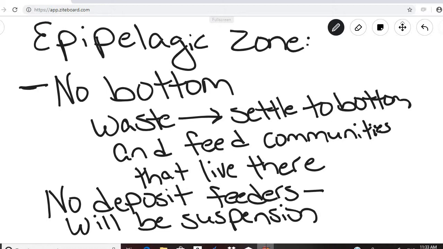So deposit feeders feed off the stuff that has settled to the bottom. There is no bottom, so there won't be any deposit feeders living in the epipelagic zone, but there will be suspension feeders, because suspension feeders are those animals that are able to eat the food that is suspended in the water. Okay, so no deposit feeders, but there will be suspension feeders.